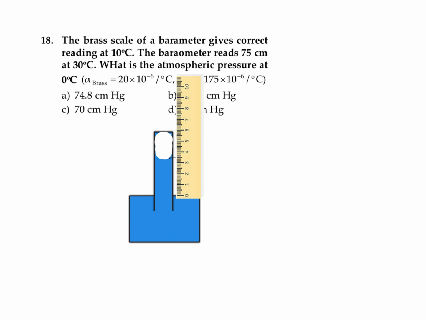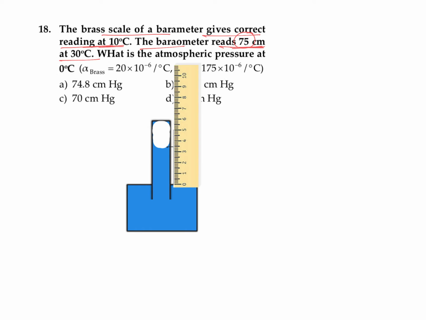That's why in the question it is mentioned that the brass scale of a barometer gives a correct reading at 10 degrees Celsius. At 10 degrees Celsius, this brass scale is going to give the correct reading, and the barometer reads 75 at 30 degrees Celsius. That means the reading 75 is not the correct value. At 30 degrees Celsius, it is going to show some wrong reading, and that wrong reading is 75 centimeter. So first of all, we need to identify the actual height of the mercury column.